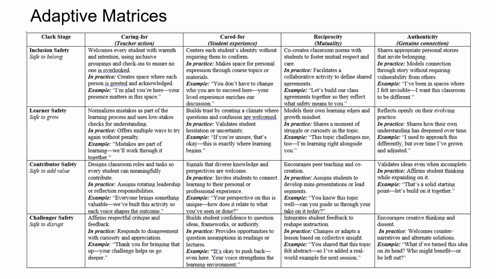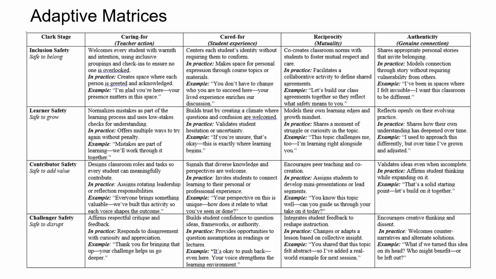For example, if I'm looking at learner safety, the ability to feel safe to grow, under cared for, the student experience, we should be building trust by creating a climate where questions and confusion are welcomed. And in practice, what this looks like is we're validating the student's hesitation or uncertainty. And some examples of things that might be said to the students is, if you're unsure, that's okay. This is exactly where learning begins.